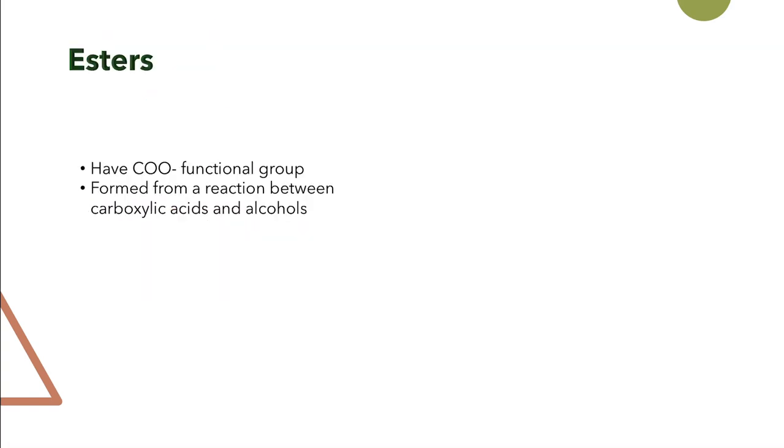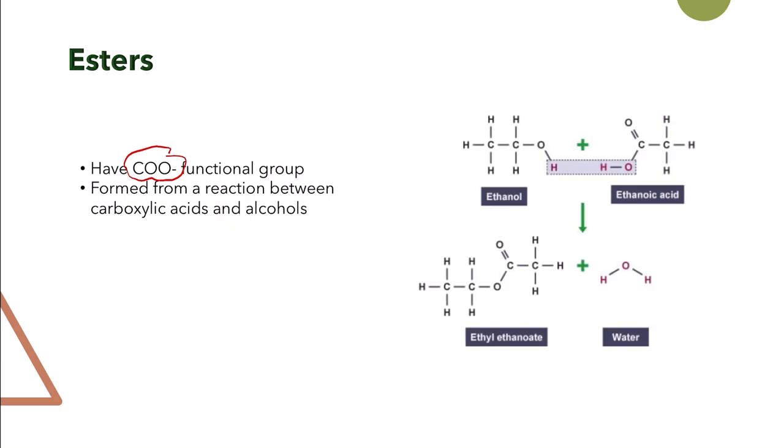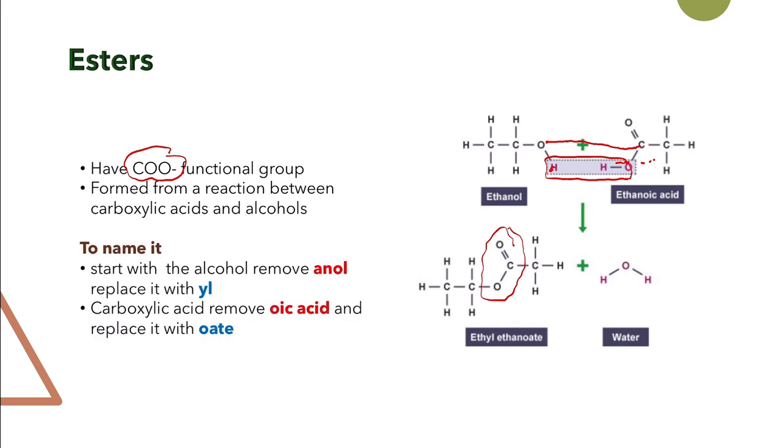Ester is the last homologous series you need to know. They have the COO functional group. They are formed from a reaction between a carboxylic acid and an alcohol. So a small molecule of water is removed here. The OH comes from the carboxylic acid and the hydrogen comes from the alcohol. And then a new bond is formed between the oxygen of the alcohol and the carbon from the carboxylic acid to form the ester. This is the ester functional group, which is COO. In addition to water, of course, this is the small molecule that is produced from the reaction.